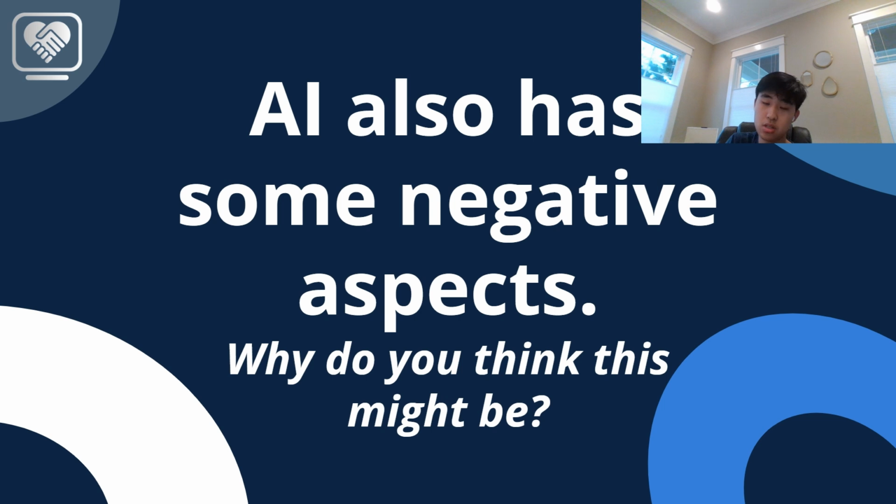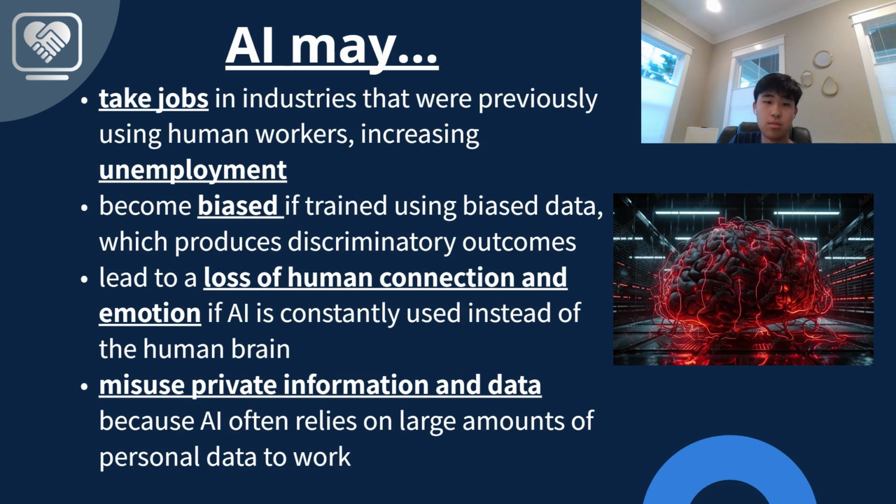Of course, in addition to the positive ones, as we touched on already, AI also has some negative aspects. It could potentially take jobs in industries that were previously using human workers, which could increase unemployment. It could be biased if trained using biased data, which produces discriminatory outcomes. It can lead to a loss of human connection and emotion if AI is constantly being used instead of the human brain. And it could also potentially misuse private information and data. So these are just some factors that we should watch out for as AI continues to expand.